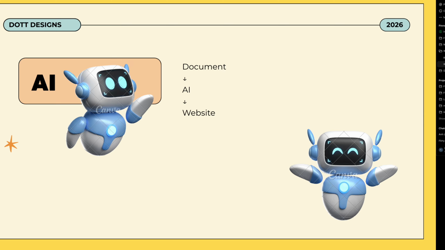This is where AI becomes incredibly powerful. I use AI to organize information, brainstorm ideas, generate mockups, help plan features, and eventually help build the website. But AI isn't replacing the thinking. The thinking already happened during the research. AI simply helps execute the plan faster. The better your documentation is, the better your prompts become, and the better your prompts become, the better your results.